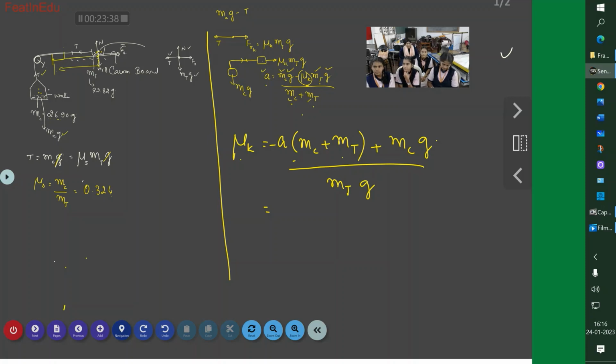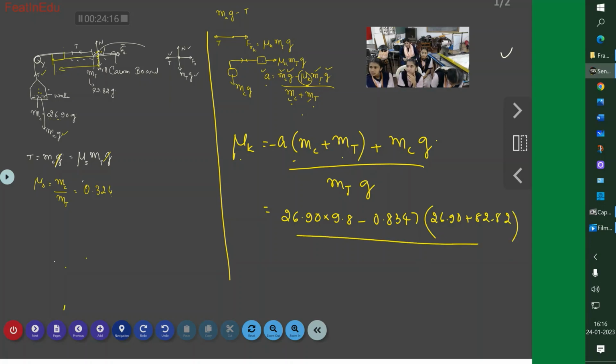So what are all the values that we have got here? The a value, how much? mc value, the container, is 26.90. Acceleration is 0.8347. So 26.90 into g, g is 9.8, minus acceleration 0.8347, into mc plus mt, which is 26.90 plus 82.82, divided by mt, again 82.82 into 9.8. So now you have to do this calculation. I used the calculator and I am getting 0.2119. It is unitless.